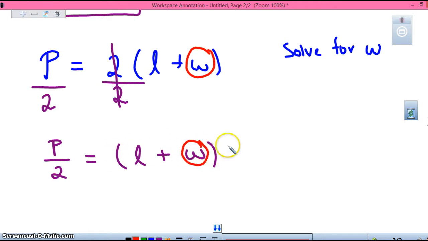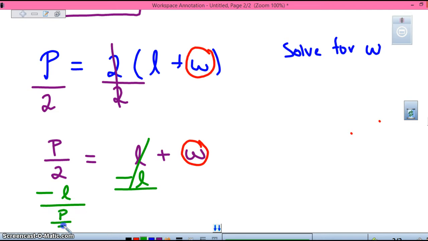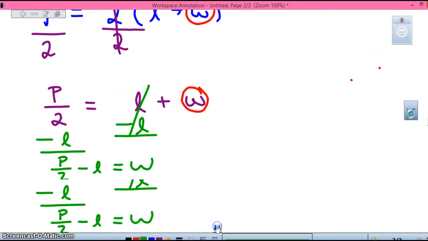Do these parentheses matter now? No. So if I get rid of them, it means the same thing, right? Now I want W by itself. That's what I'm solving for. What do I have to do next? Minus L. What you do to one side, you do to the other. So this means P divided by 2 minus L is equal to W.